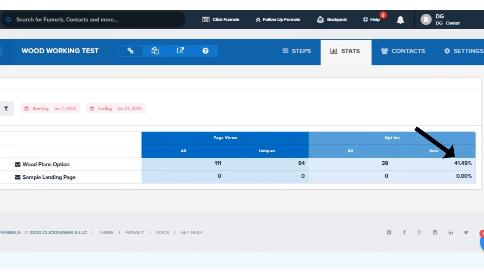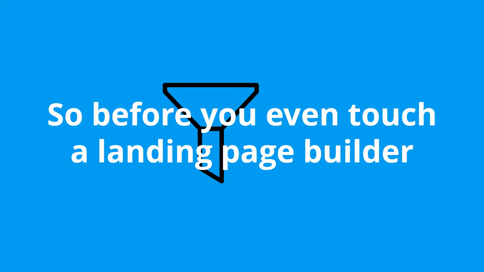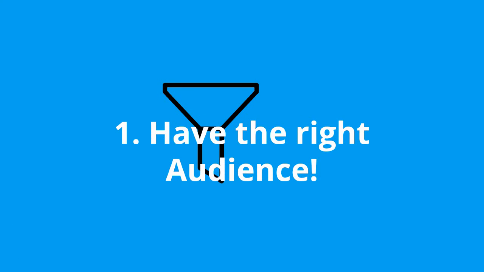So these are the most important parts of your sales funnel lead generation strategy in order of importance. So before you even touch a landing page builder, number one, you must have the right audience. If you don't have the right audience, your landing page will fail. Don't offer post-retirement guides to 30-year-olds. Don't show litter boxes to dog owners. Don't offer a beard shaving guide to women. I mean, I can go on and on, but the first thing you must do is know who your audience is and have a plan for them.